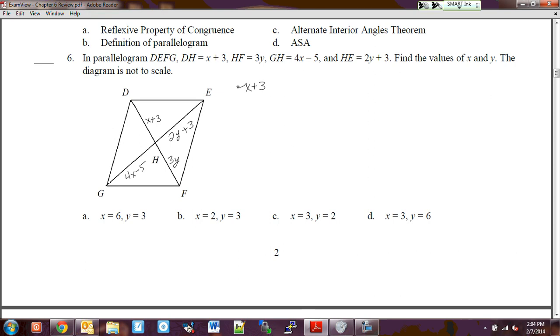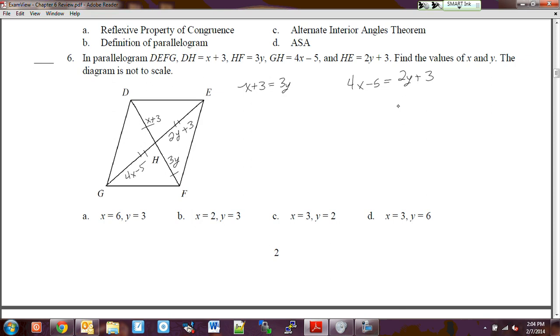So we know x plus 3 equals 3y because we know this section is congruent to this part and this part is congruent to this part. So now we also know that 4x minus 5 equals 2y plus 3. Now, since we have two variables in each one, we need to try to solve one of these for a single variable.